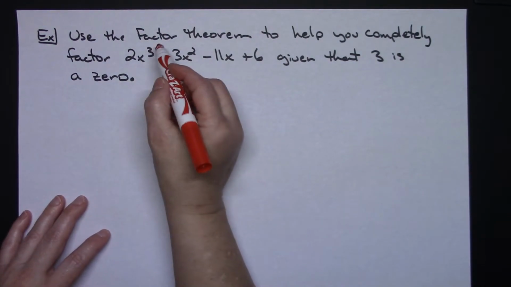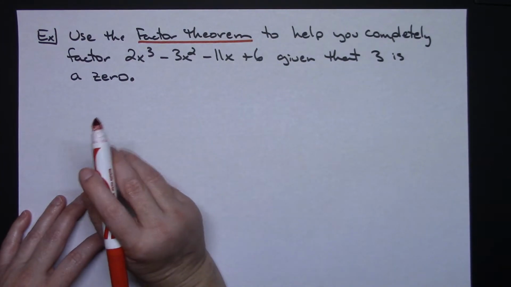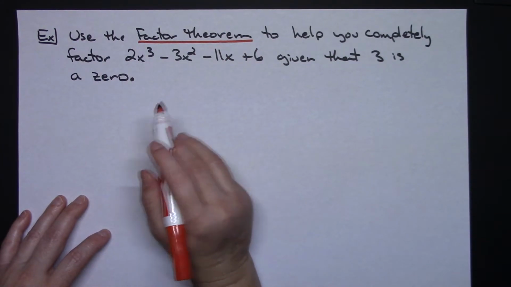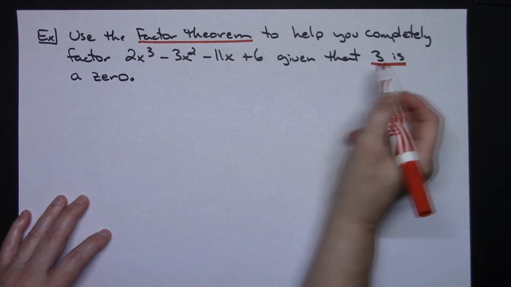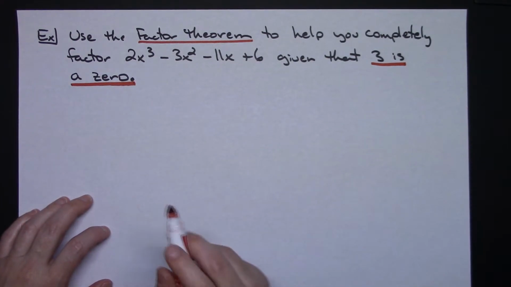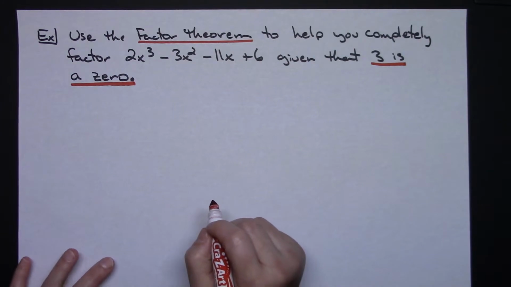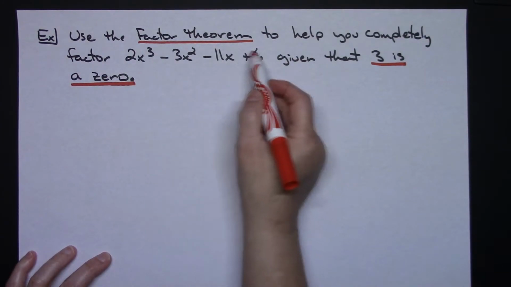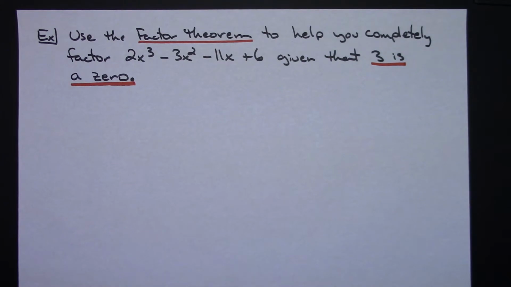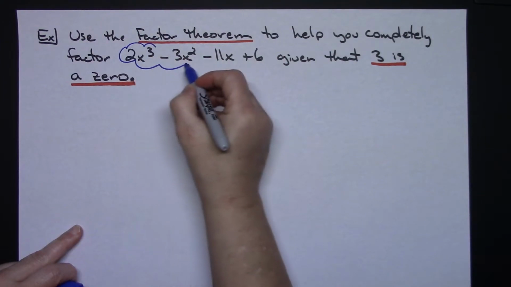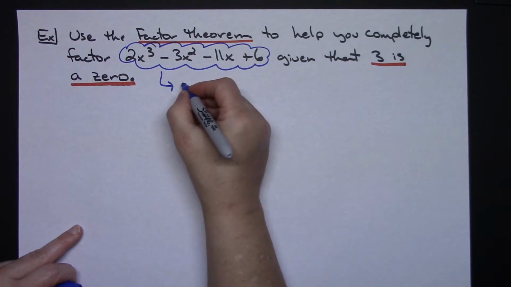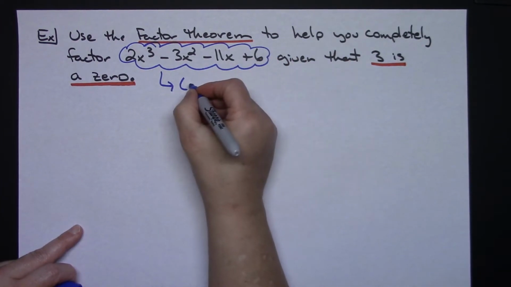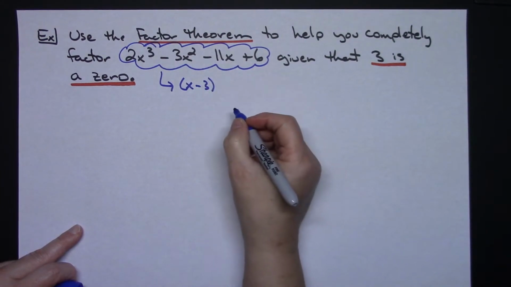Okay, so here again, they're emphasizing, use that factor theorem. We know that. Here's my polynomial function. We're going to assume that that's our f of x function. And then it says, given that 3 is a 0. Alright, well, as soon as they tell you that 3 is a 0, I can take this polynomial expression right here, and I know that since 3 is a 0, then x minus 3 has to be a factor.